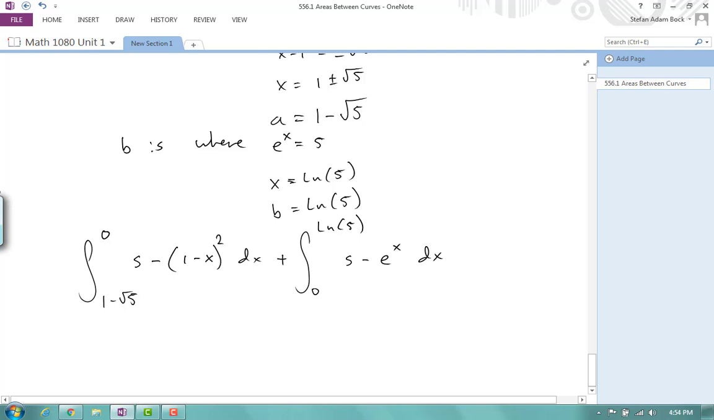And I can do those too. This first integral, I'd have to multiply that out, but then I would have just a simple polynomial, and I can take the antiderivative of that using the power rule. And the second integral will just be 5x minus e to the x, because e to the x is its own integral.